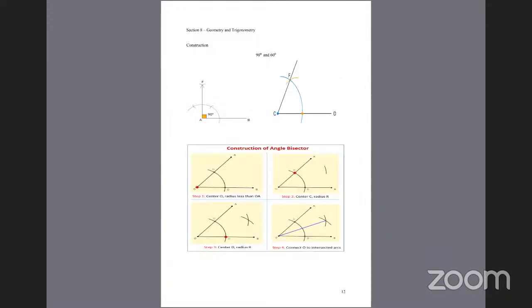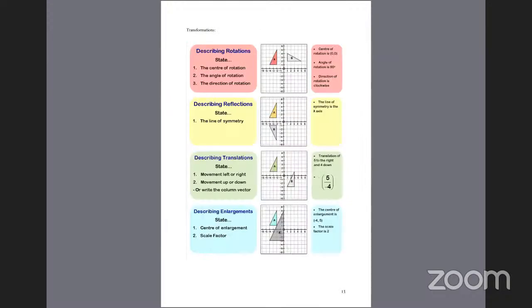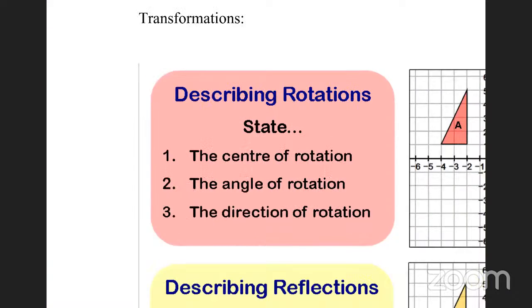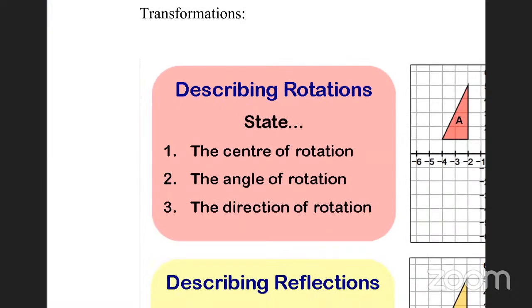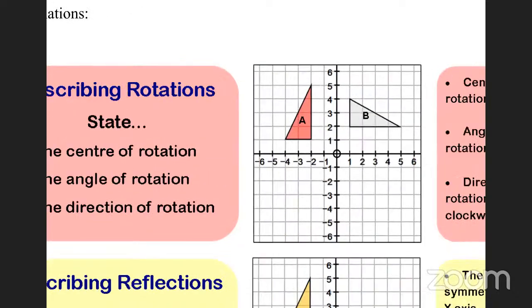Alright, so what is here? Rotation. What do we need to describe rotation? Number 1, center. Number 2, angle. Number 3, direction. Here's an example of rotating A to B. Anybody remember? Anybody can describe A to B? Describe the transformation from A to B for me, please, Kelly.